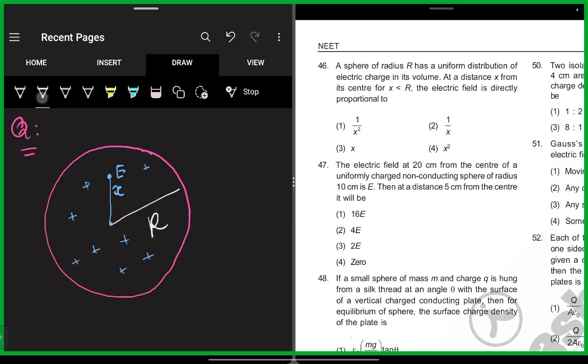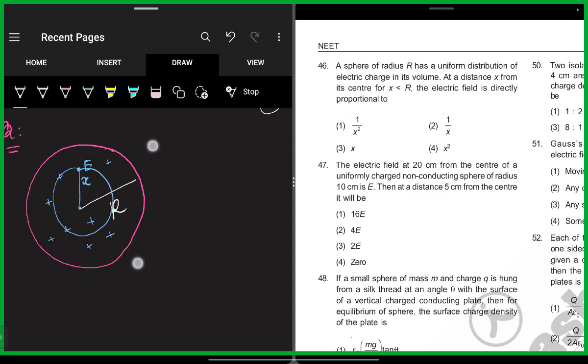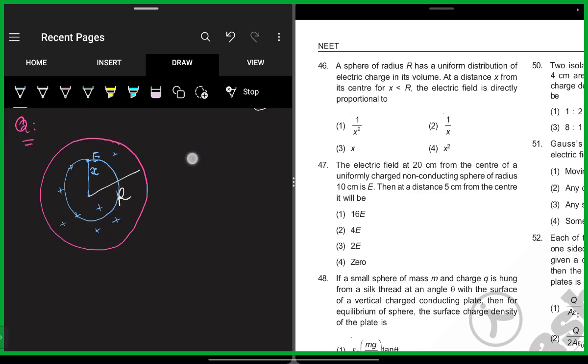Remember I told you that the electric field inside a sphere where the charge distribution is uniform is given by rho r upon 3 epsilon 0. In this case, this distance is x. So here, electric field is directly proportional to this. You can find it out by Gauss's law.